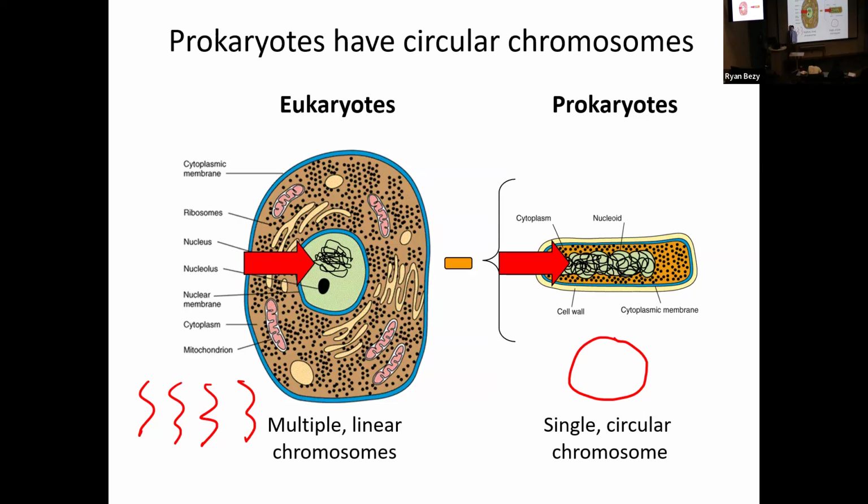So that's going to be a key difference. There are always some exceptions to these rules, by the way. But typically, most of the time, eukaryotes have multiple chromosomes, and those chromosomes are linear in nature. And then prokaryotes typically have only a single chromosome, and they are typically circular DNA molecules.